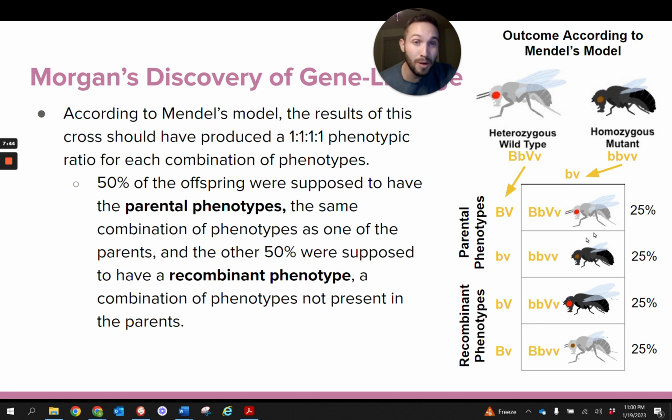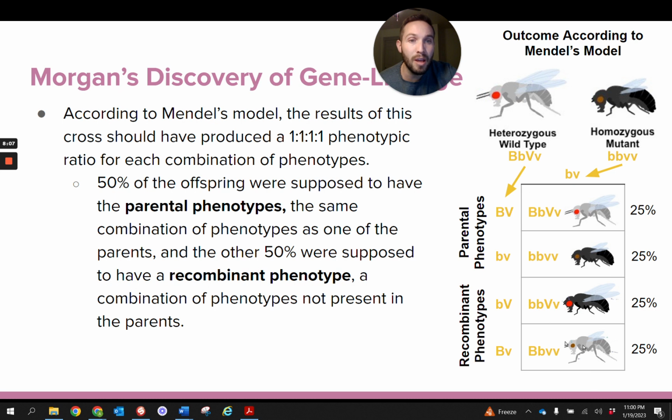Anyway, according to this Punnett square, any of these should be possible. And not only that, they should all be equally possible. There should be a 1/4 chance that any of these flies are produced, because all of this person's gametes should be this, and this person's gametes, if the law of independent assortment is true and you can give any B with any V, and any combination is possible, it should be this, this, this, or that.